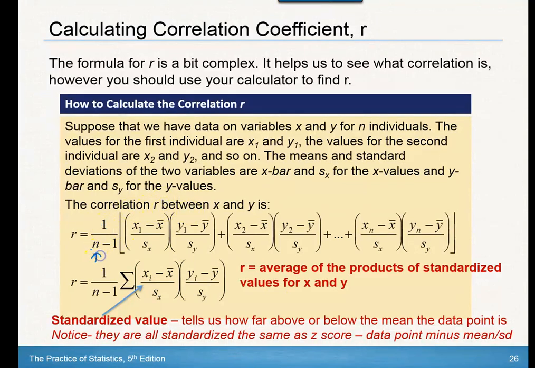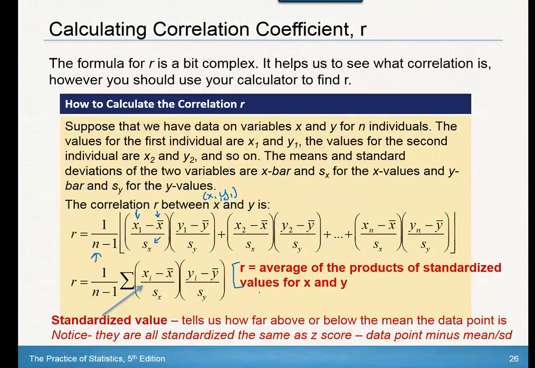1 over n minus 1, so that's your sample size. And then basically take a look at what you're doing here. You're taking your x value minus the mean x value divided by the standard deviation of x. So this is like an ordered pair, x1, y1. And then you're taking the y value minus the mean divided by the standard deviation. You're adding it to every single one of those ordered pairs that you have on your graph. Your calculator does that for you. So it's the average of the products of the standardized values for x and y.